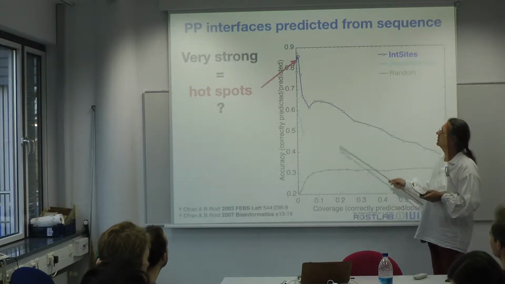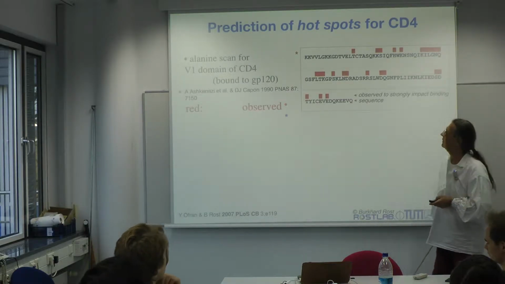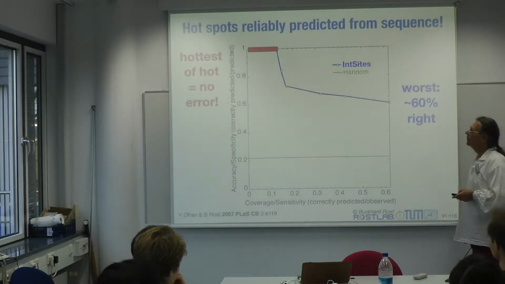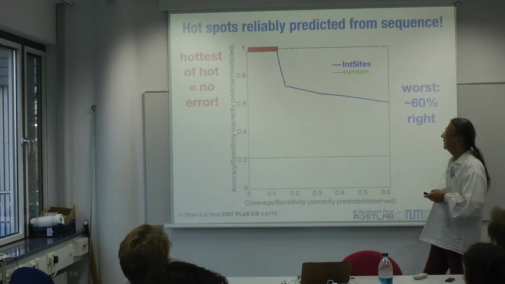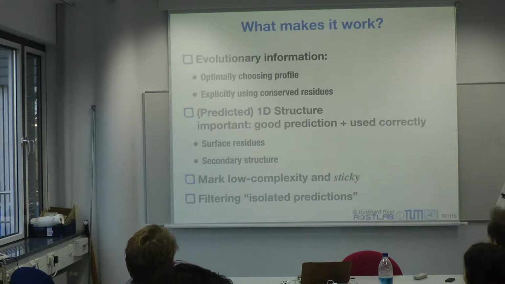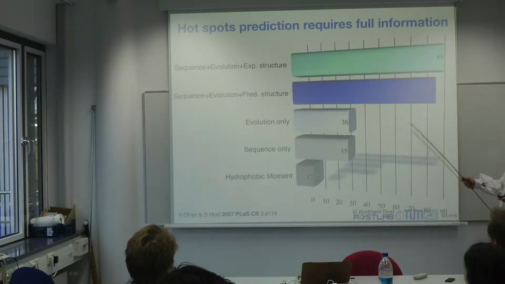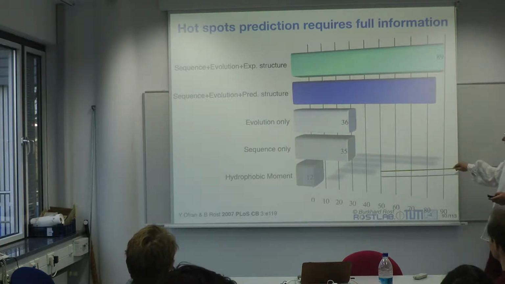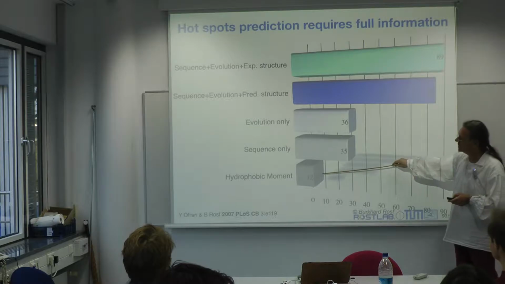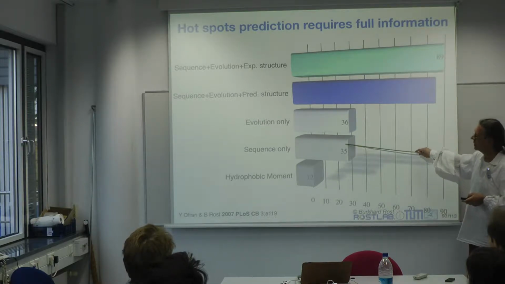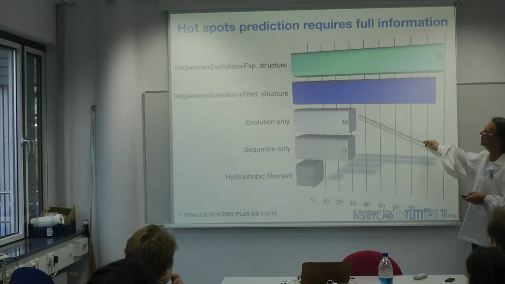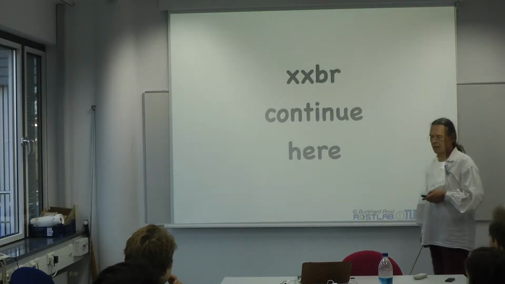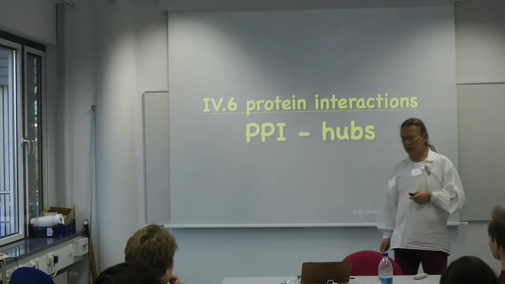And I said that the ones that are very highly accurate, in fact, are the hotspots, so the most important residues in protein-protein interactions. And here again, I have such a coverage versus accuracy plot, same thing. Now, when we asked essentially what is the most important information, this is the performance by using only a single feature, hydrophobic moment here, by using only sequence, by using only evolution, and then you see you do better and better the more you combine all these features. Okay. So now that brings us to the issue of hubs.